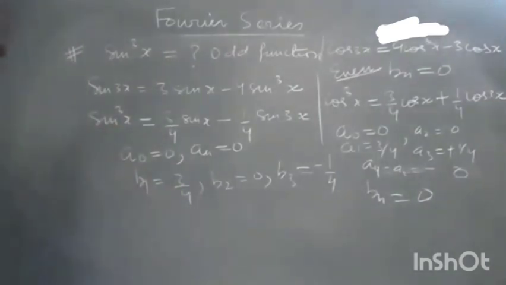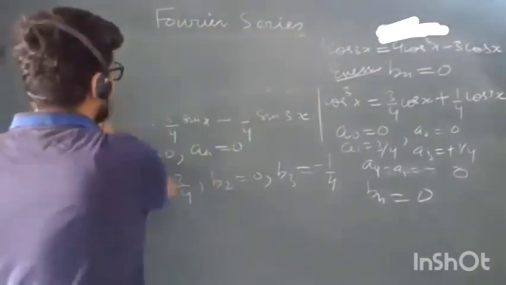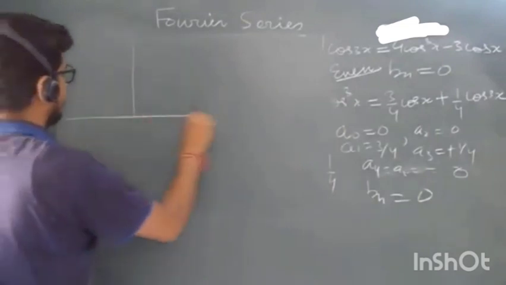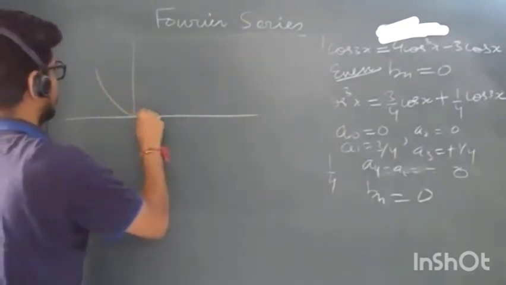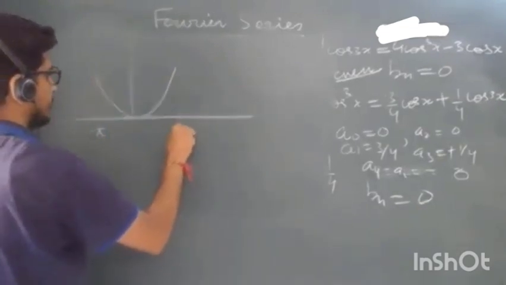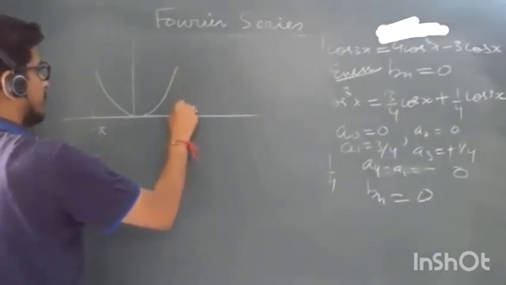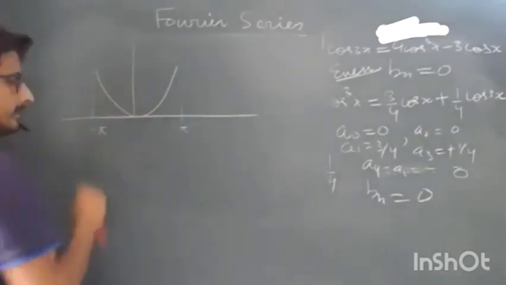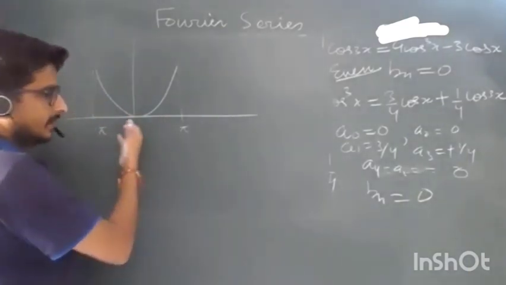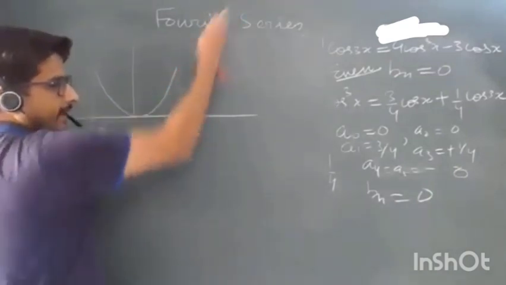So let me tell you what I meant when I said piecewise periodic. That one thing I should explain. Suppose a function is given like this, and this is minus pi to pi. So you can see this is a parabolic function. This is not a periodic function, if you go ahead it will go on like this.